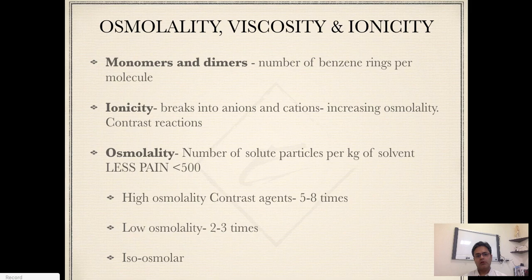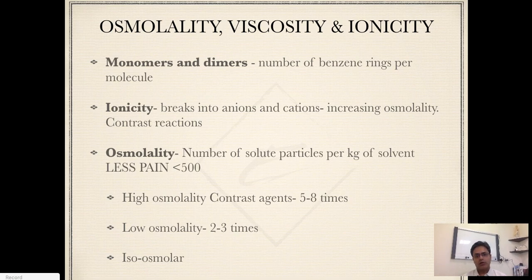The second thing we need to know is these contrast agents can be ionic or non-ionic. We'll talk about these in a little bit more detail later. So if they break into anions and cations, they are ionic contrast agents. And when they break into anions and cations, the osmolality, or the number of particles per kg of solvent, increases. So that's important to keep in mind.